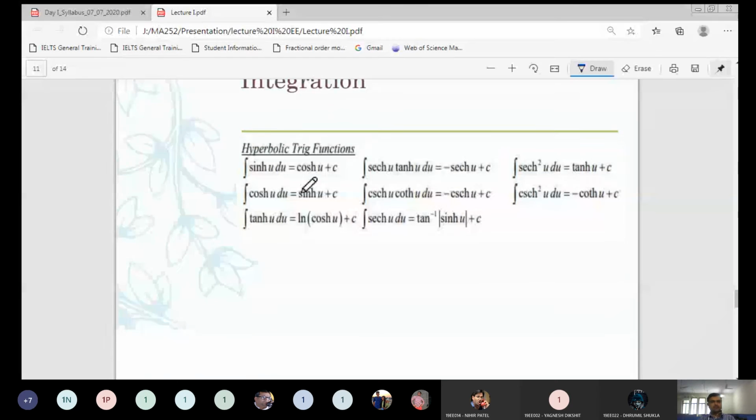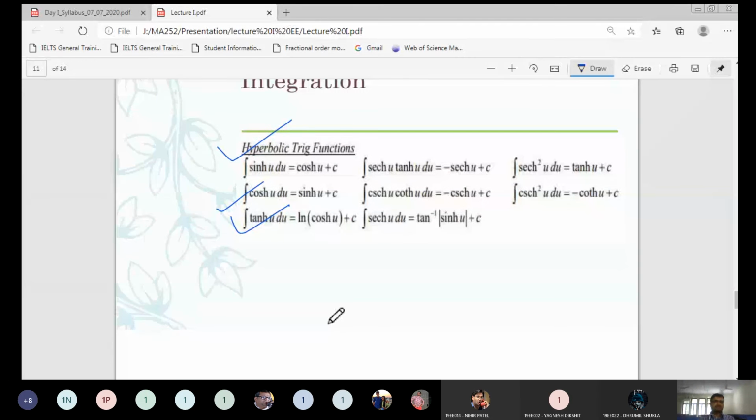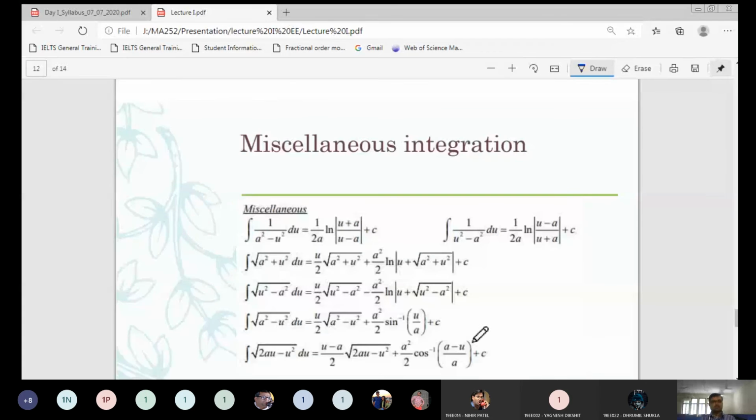Okay, then integration of hyperbolic trigonometric functions. It is the same as the trigonometric function. Integration of sinh u, cosh u, sech u, tanh u, minus sech u. Okay, the same way you can do it. And these are the miscellaneous integrations, meaning they are not a part of the other functions, but they are miscellaneous.